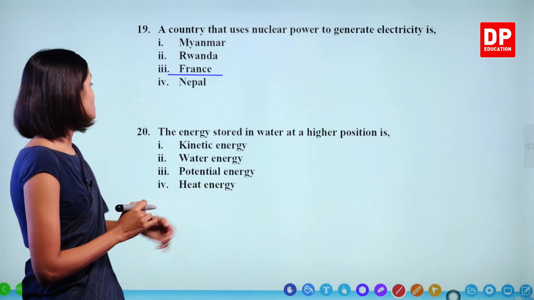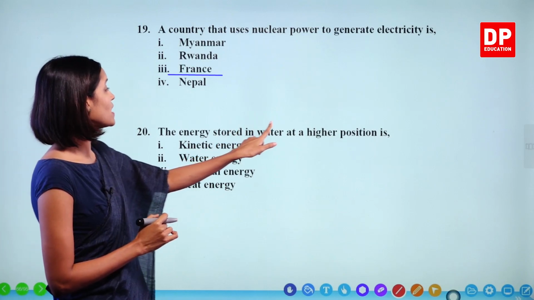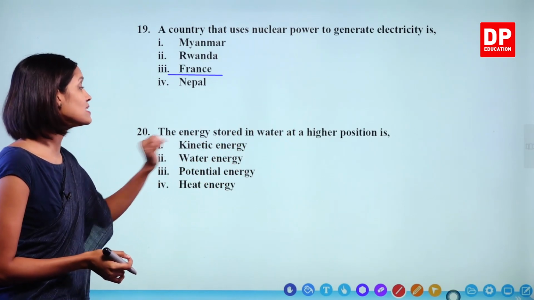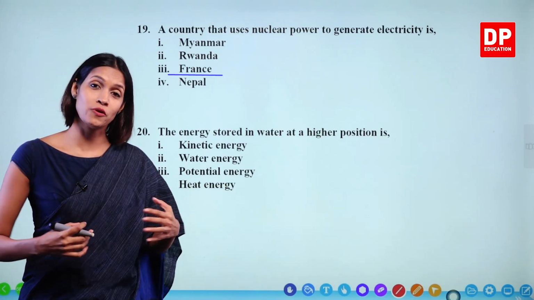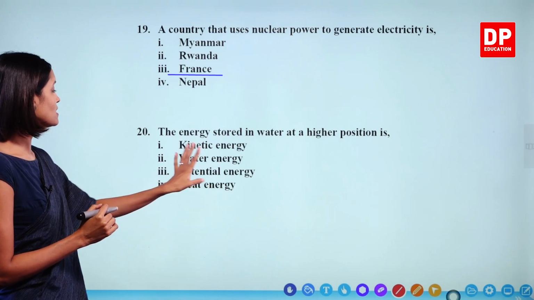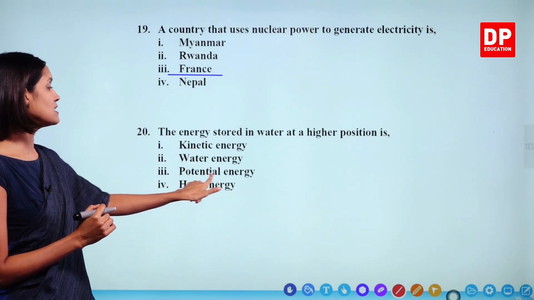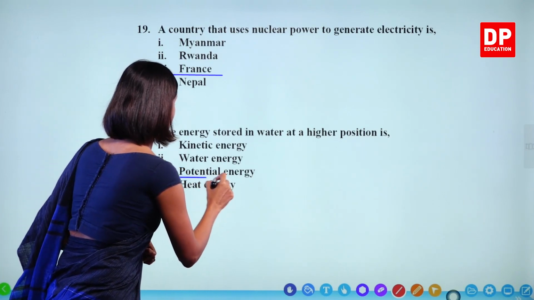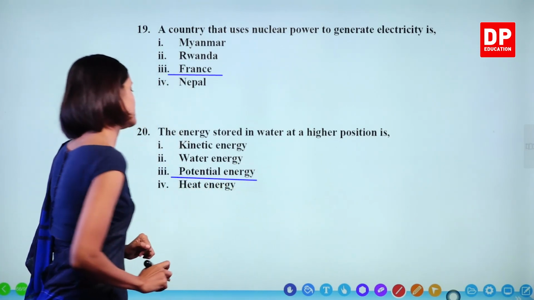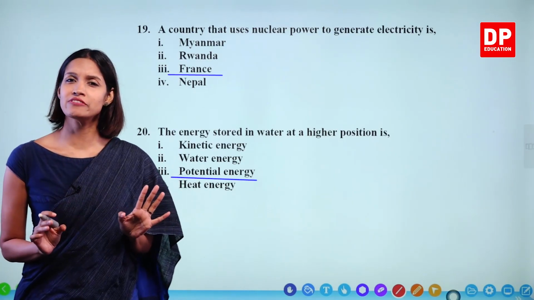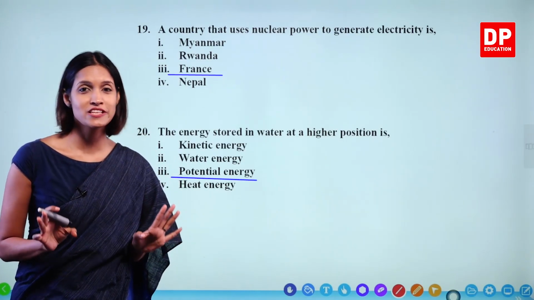Okay, children? So the energy stored in water at a higher position is, kinetic energy? Kinetic energy is the type of energy contained in a moving object, right? Water energy, heat energy. The answer is potential energy. Okay, I hope this part was clear. Now we have completed additional exercise number 1.